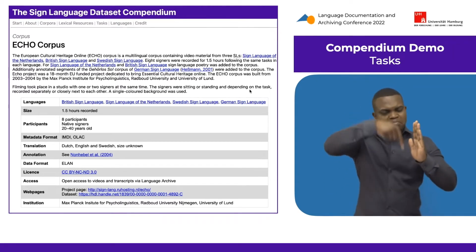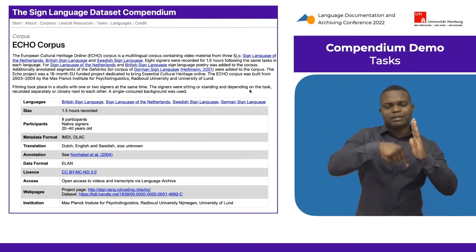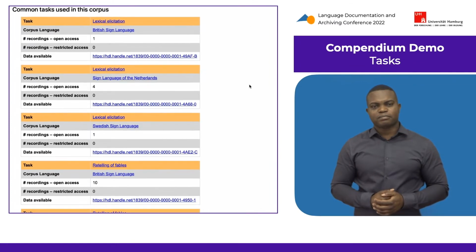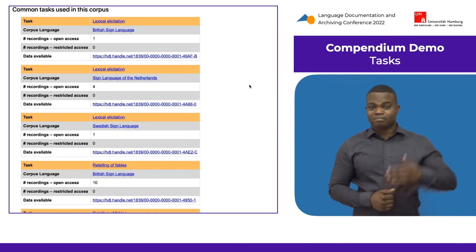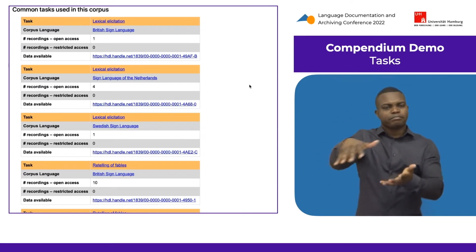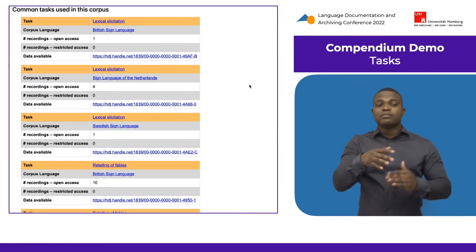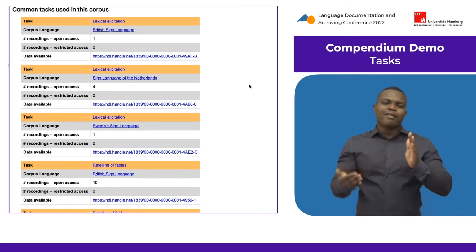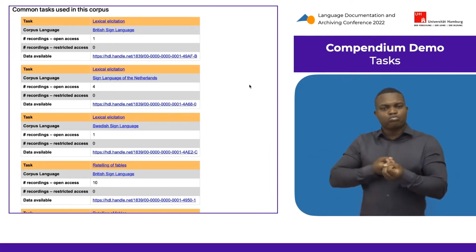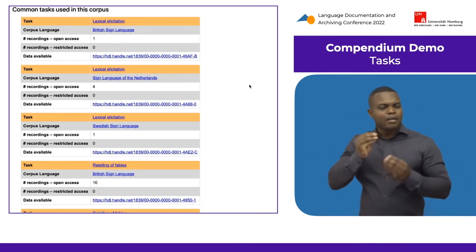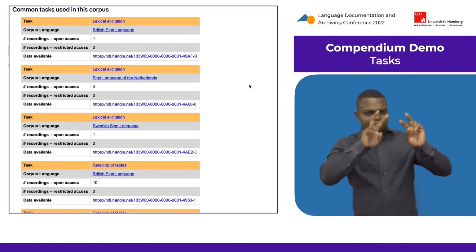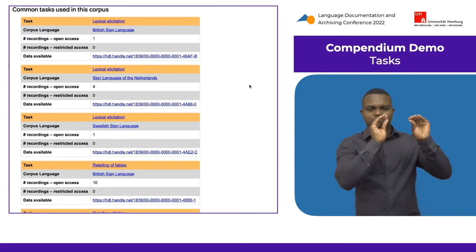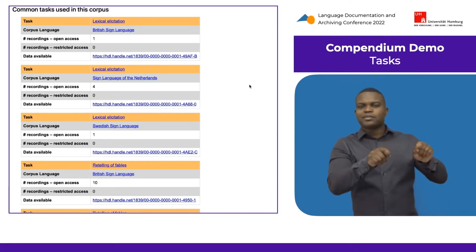Further below, you can find another section that comes in handy when you're looking for comparable data. Here, we list all the data collection tasks of the corpus, which have also been used in other corpora. These tasks can range from retellings of specific materials, like the frog story, to general prompts like asking participants to relate their deaf life experiences. You will find information on which task is used by the corpus, which language it was performed in, how many recordings you can find in the open or restricted access parts of the corpus, and also where you can find those specific recordings.